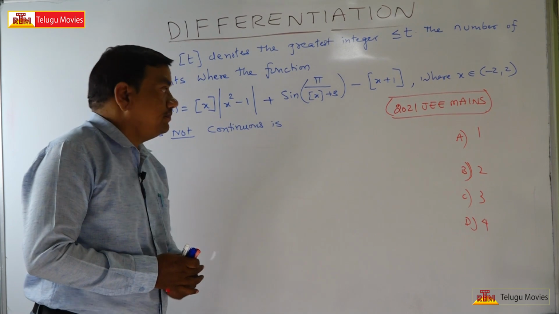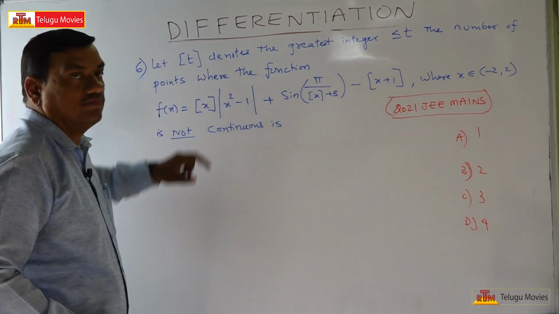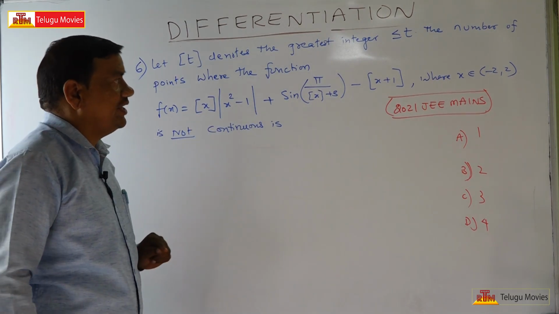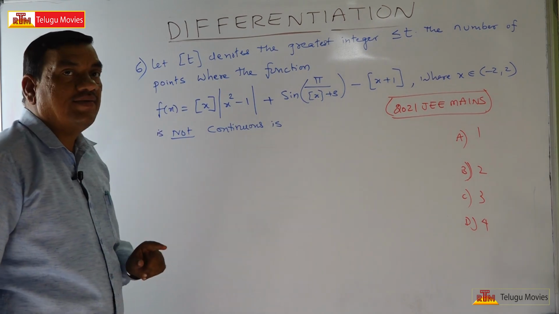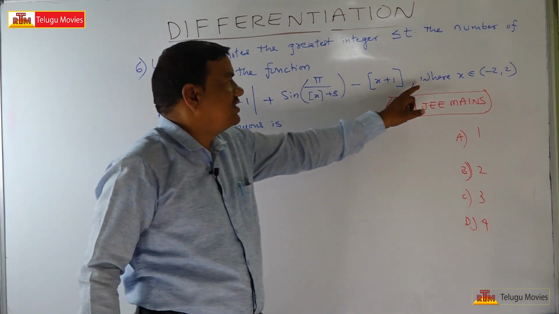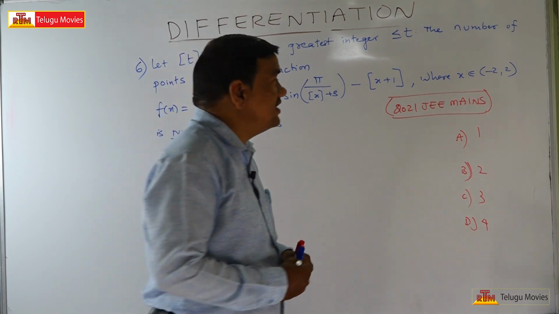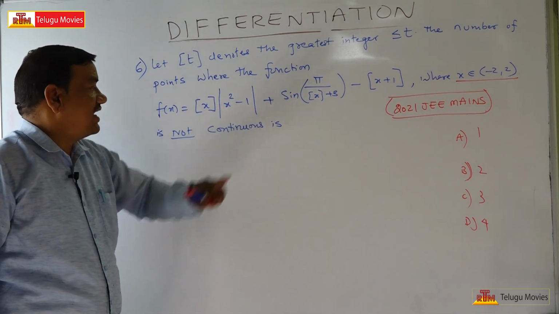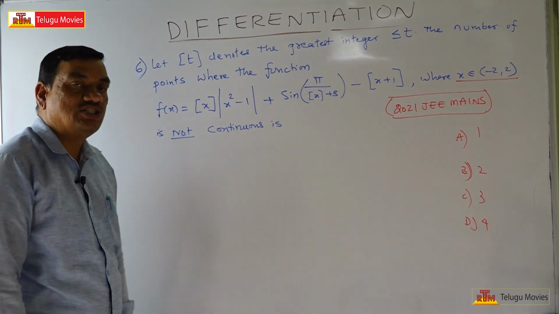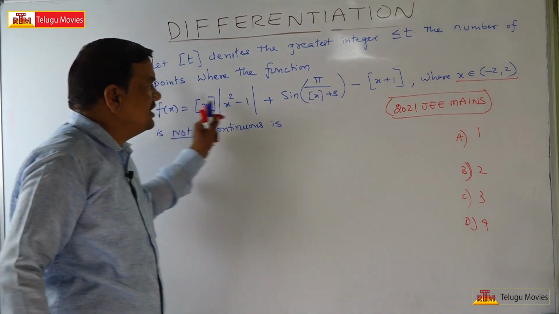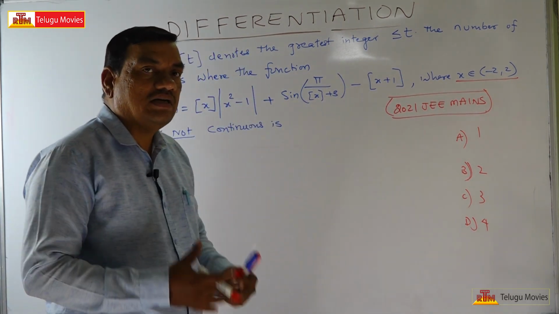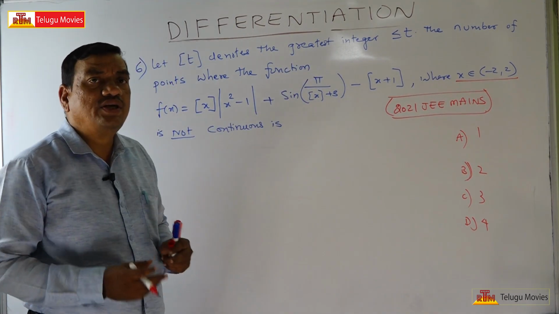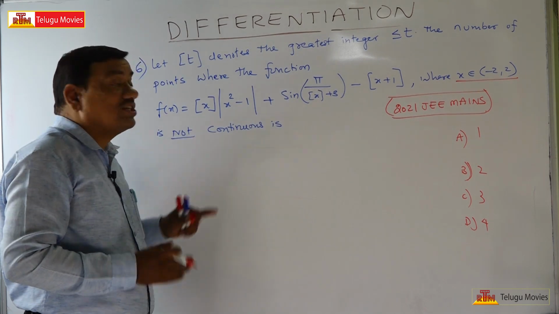Welcome to this problem. Let step of t denote the greatest integer function, the greatest integer less than or equal to t. The number of points where the function, see such a big function is given, and one more, the interval is also given from -2 to 2, the function is not continuous. By seeing this problem, generally students get panic and tension. In how many points between -2 and 2 is the function not continuous?